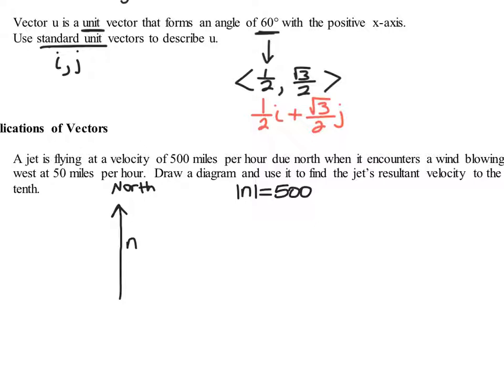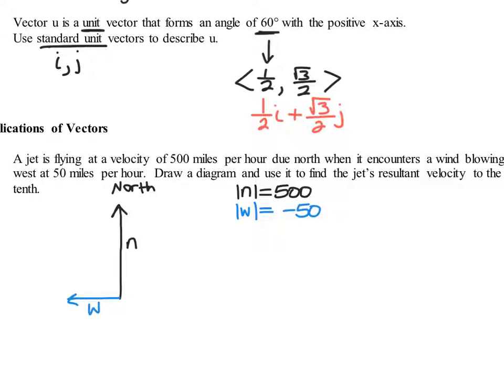It encounters a wind blowing out to the west at 50 miles per hour. So west, again, the way a normal person would. The magnitude of vector w is going to be, well, west is to the left, and right and up are positive, left and down are negative, so this is going to be negative 50.